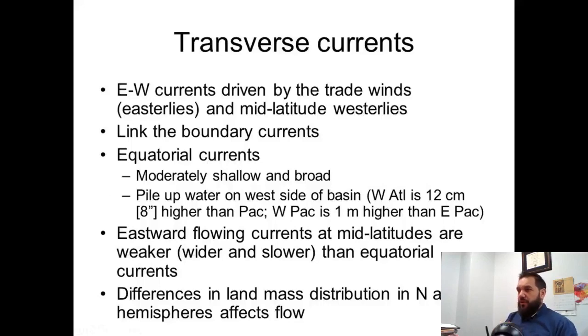The equatorial currents are moderately shallow and broad. They pile up water on the west side of the basin. The eastward flowing currents at mid-latitudes are weaker and wider than the equatorial currents. So the differences in landmass distribution, north and south hemisphere, affects flow, because you know that there's more landmass in the northern hemisphere than in the south. Okay.